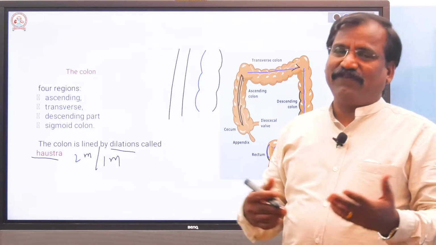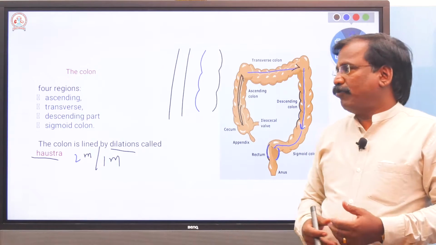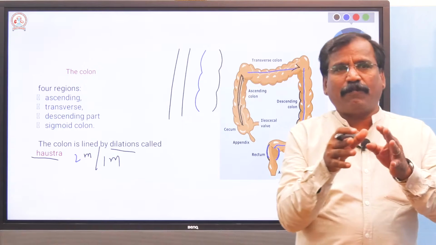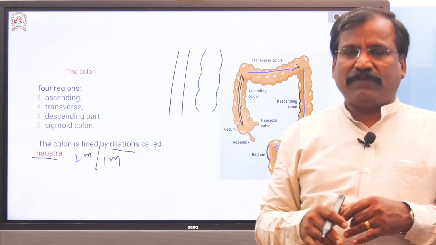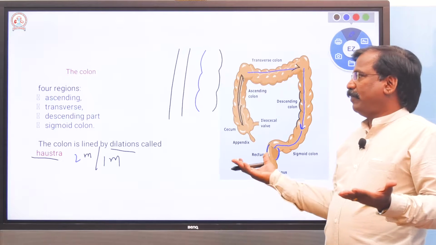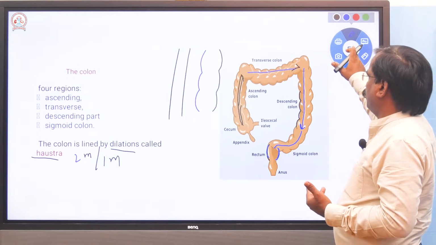Define haustra, for 2 marks or 1 mark. The large intestine which is lined with dilations, which are called dash. It may be the objective.